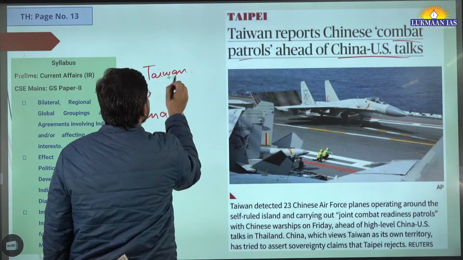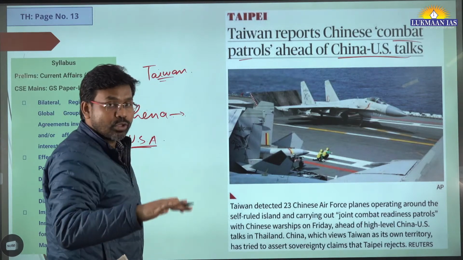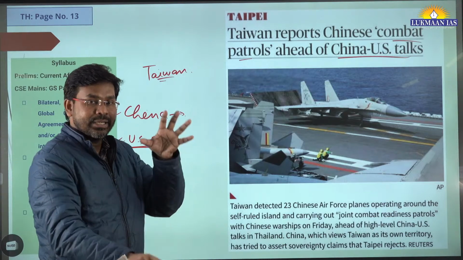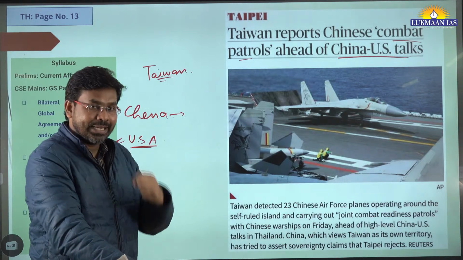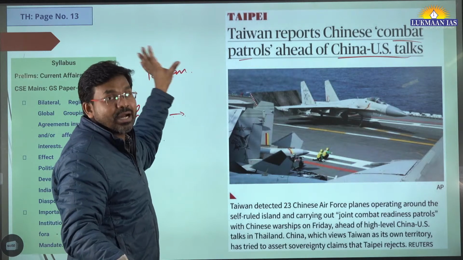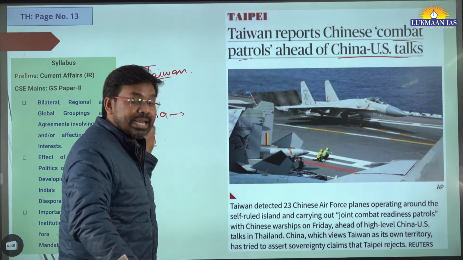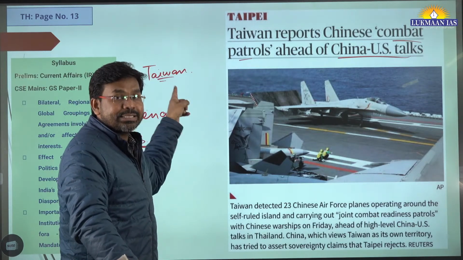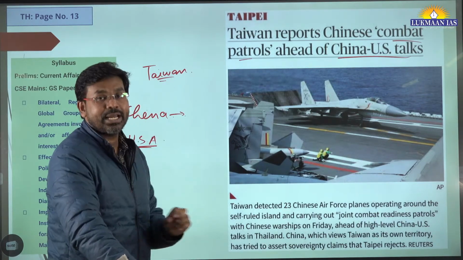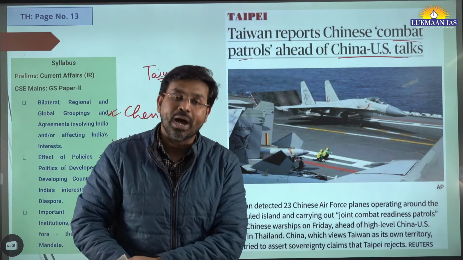So Taiwan is a small country located to the south of mainland China, and Taiwan is an independent state, right? It says that we are a sovereign country. It sees itself as a separate country. However, China asserts that Taiwan is an integral part of mainland China, right?